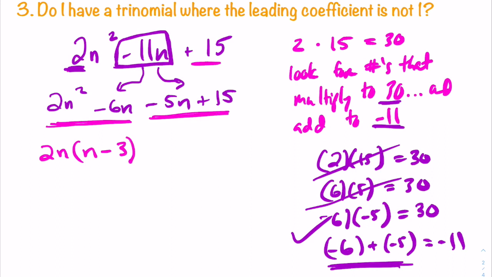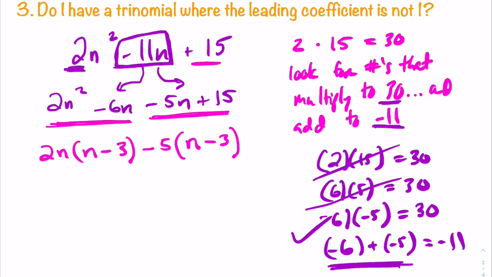Now I'm going to look at my next set, right? And if that number is a negative, I'm going to take out the negative. I can take out negative 5, so I can divide each by negative 5. So negative 5n divided by negative 5 is just n. And then 15 divided by negative 5 is negative 3. So you just have to be careful with the signs there.